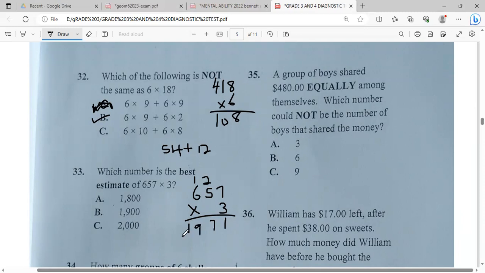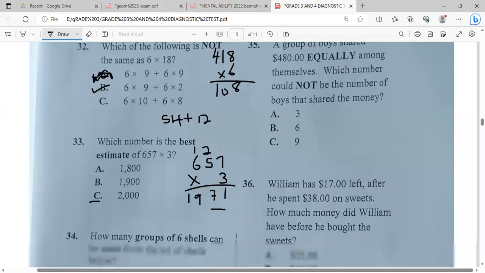So the question is, is 1,971 closer to what, 1,800, 1,900, or 2,000? Now, in order for it to get to 2,000, we only need 29. So this number is closer to 2,000. Let's go again. 3 7s 21, 2 carry 1, 3 5s 15, and 1 17. 3 6s is 18 plus 1 19. So it's closer to 2,000. Let's move on to 34.